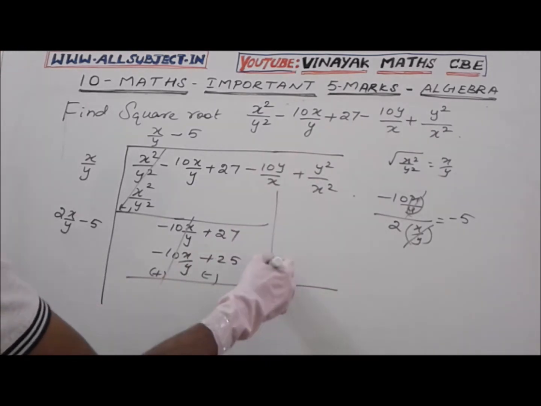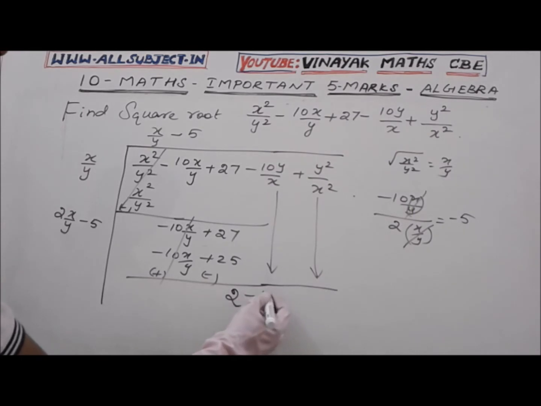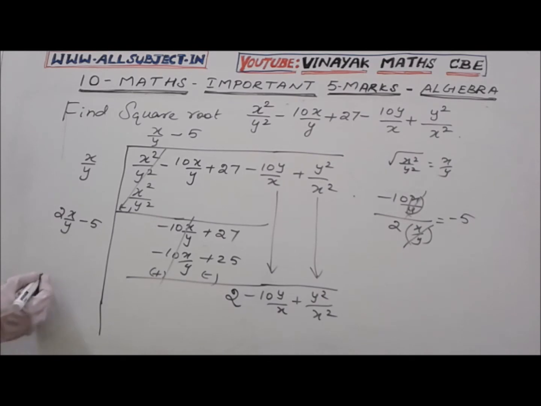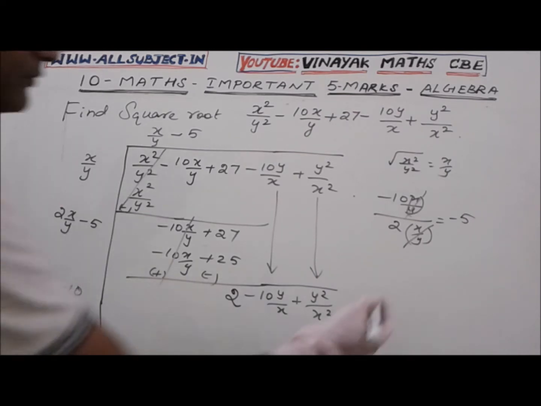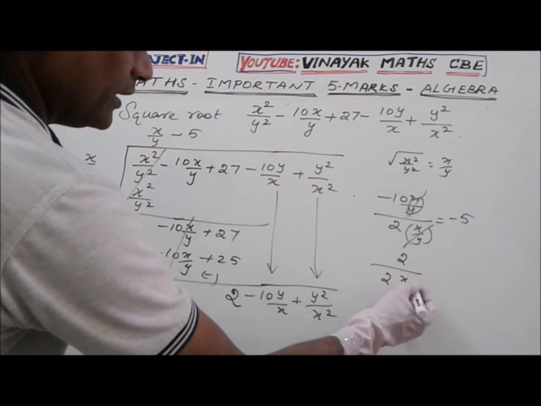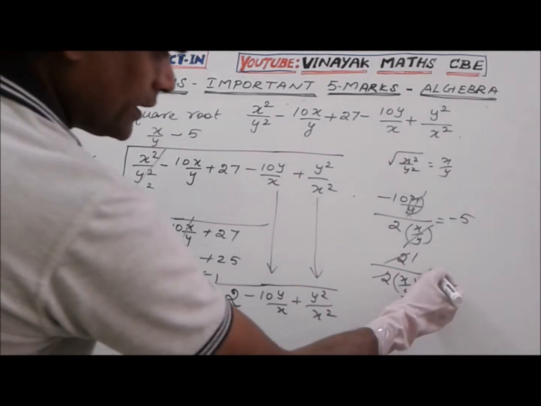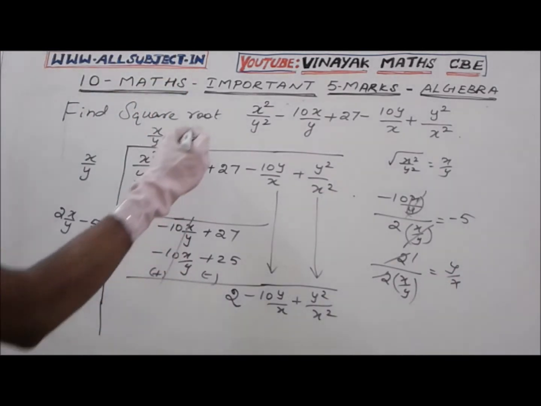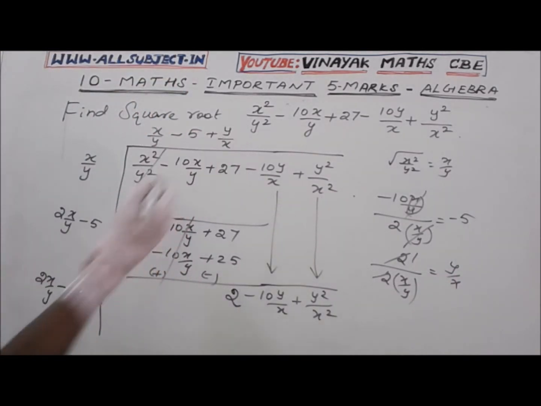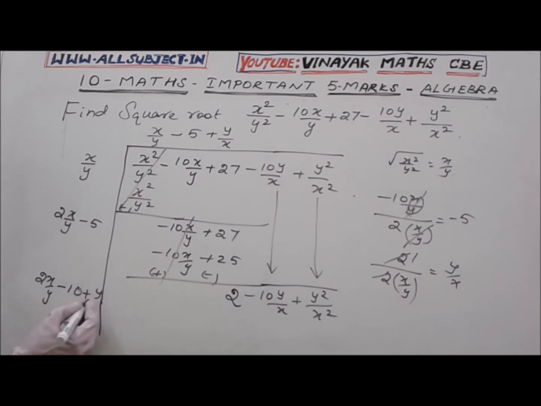And now taking the remaining two terms here, minus 10y by x plus y square by x square. Now keep the first term as it is, 2x by y. Multiply the second term by 2 and divide the first term by the first term, 2 divided by 2 into x by y. 2 gets cancelled, 1 by x by y is equal to y by x. Adding y by x in the quotient and in the divisor.